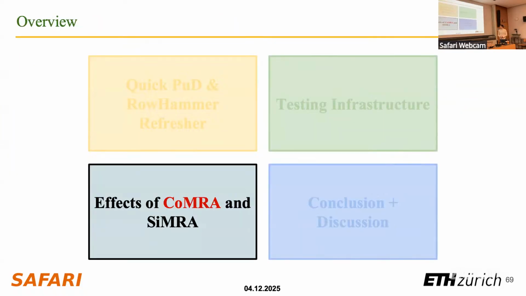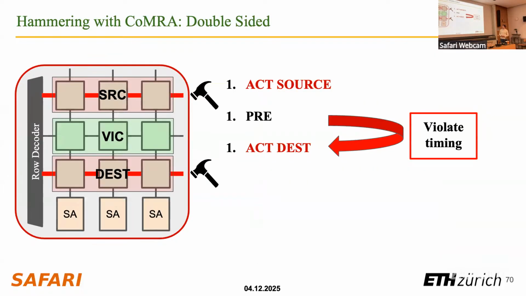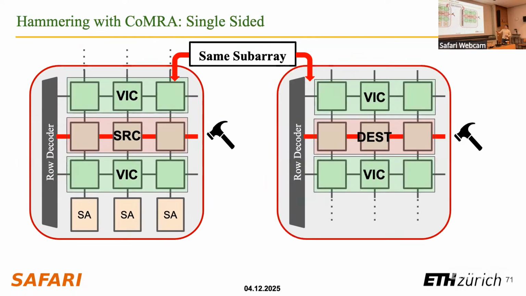Okay, so let's continue to the effects of consecutive multiple row activation. So quick refresher. This is what we had. There's 2 prime methods that we can use to do hammering with those. First is a double-sided, where we have a victim that is sandwiched between two aggressors, and a single-sided, where we make sure that our victim is not sandwiched. Right? So we move our other row somewhere else where our victim row will not be sandwiched.